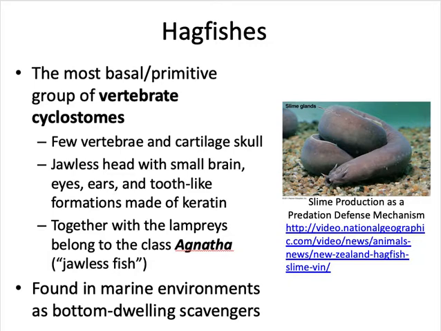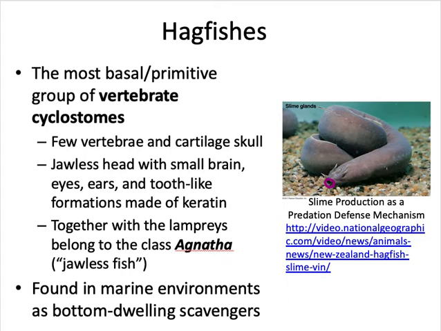All right, so starting with the hagfish. The hagfish are our first group of vertebrates, and they are cyclostomes. So cyclostomes means circle mouth. Stoma usually refers to mouth or opening, and cyclo refers to circle. And so you see it's not a mouth with jaws, but more of a circle.